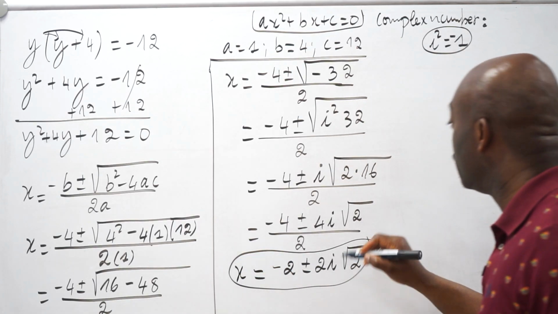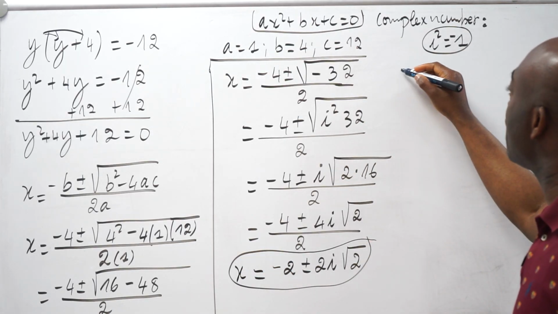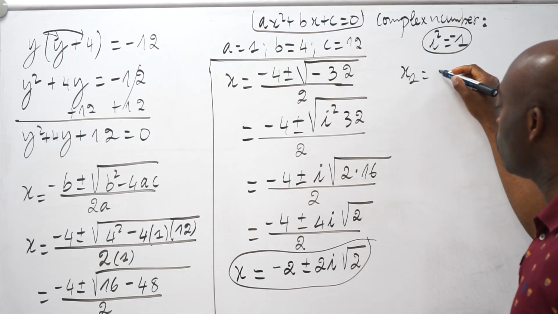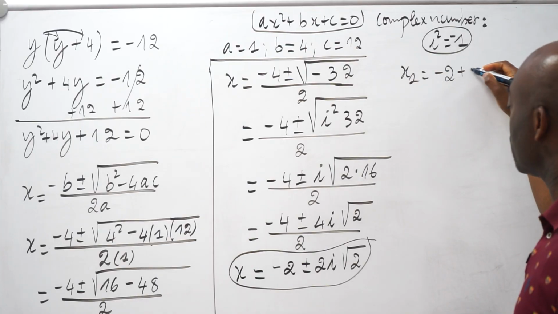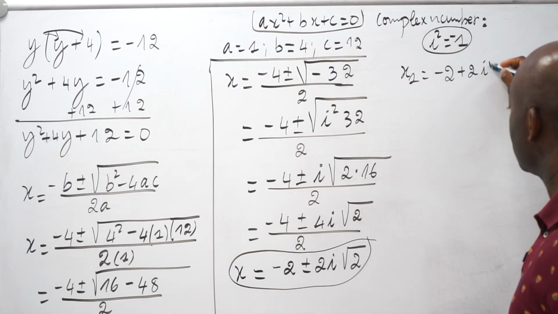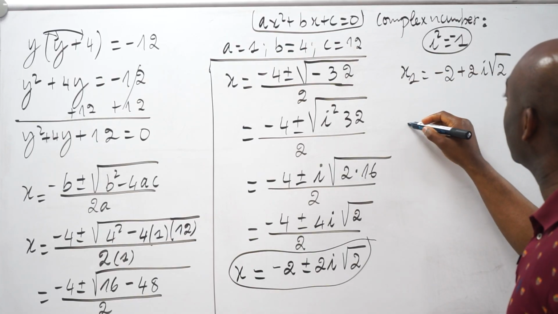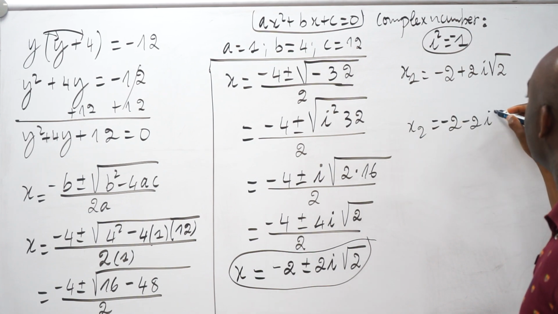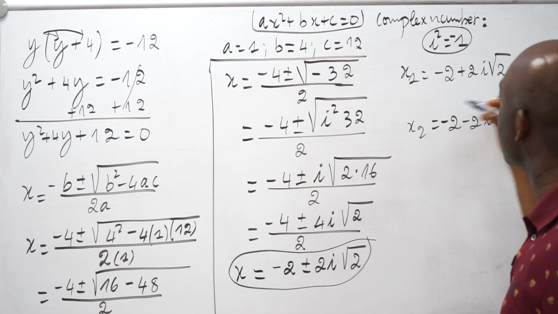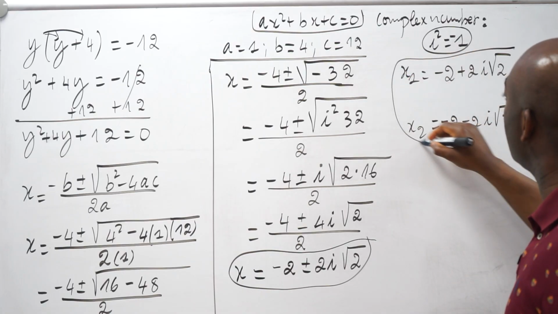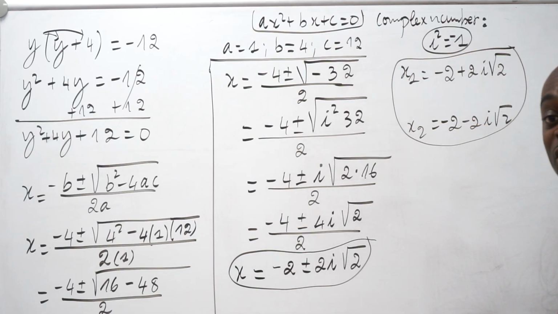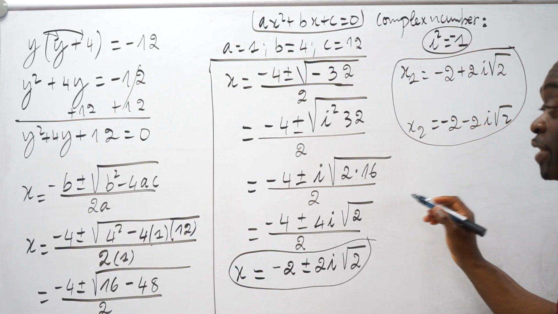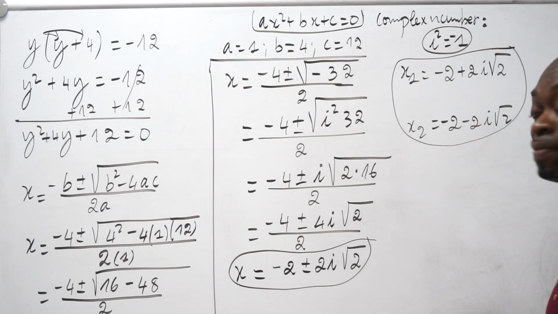We are done. But at the same time, somebody can just say that we have x sub 1 equals negative 2 plus 2i square root of 2, and then x sub 2, which is negative 2 minus 2i square root of 2. We can also go with this. So it's either or of this answer. All right, guys, so we finished. Thank you.